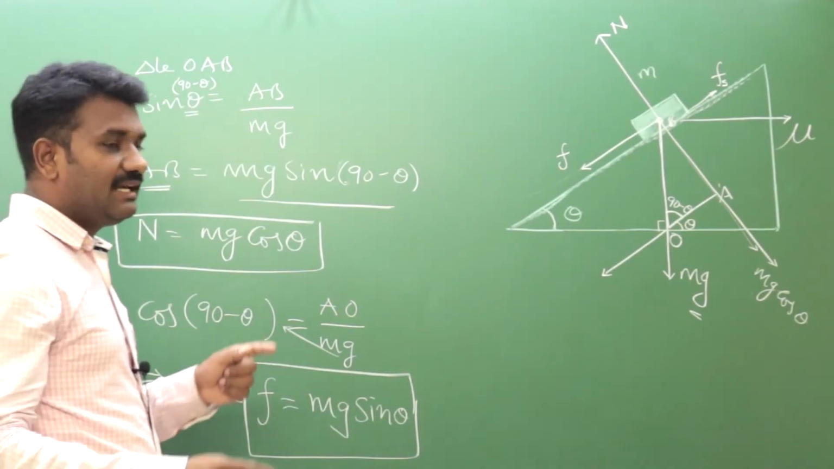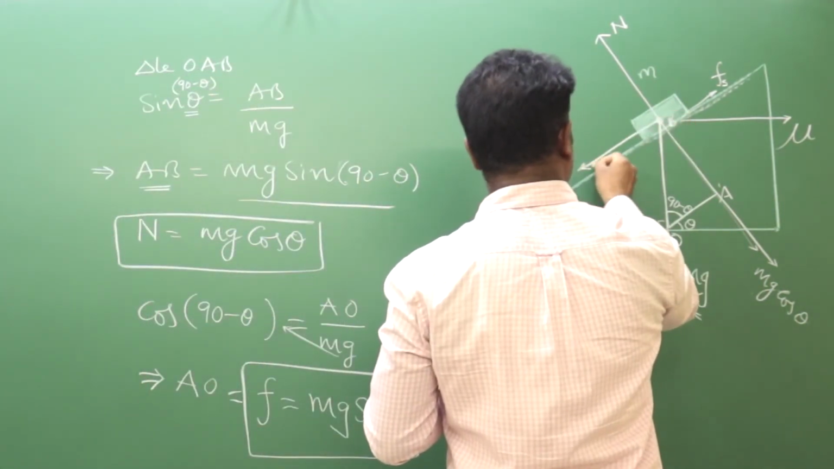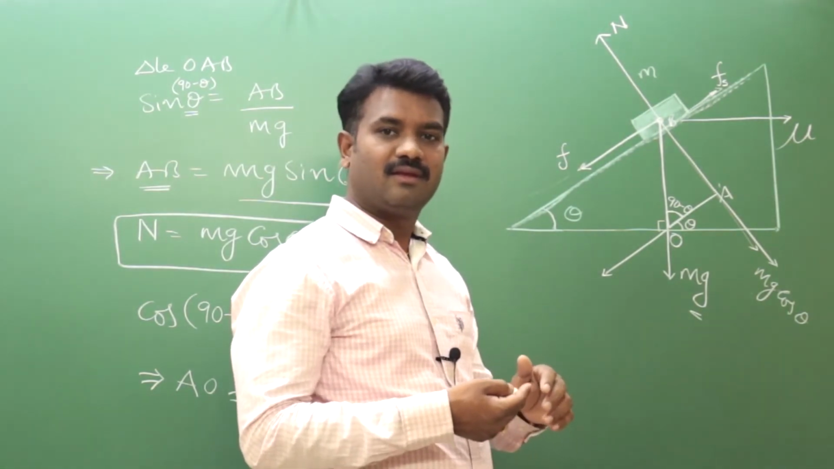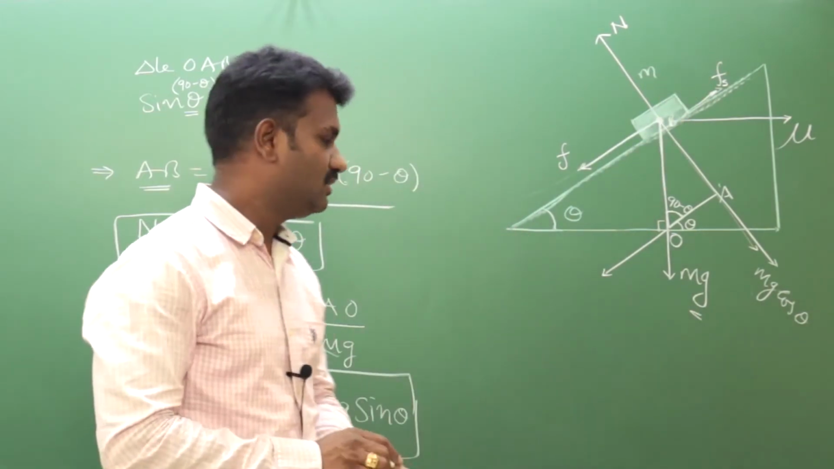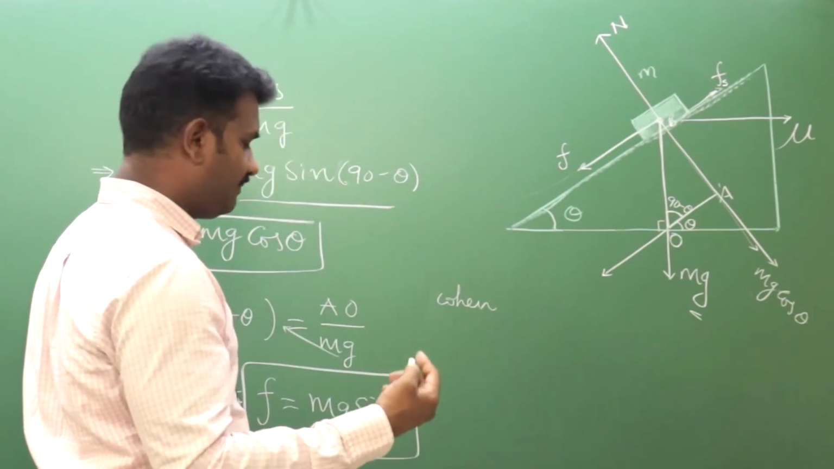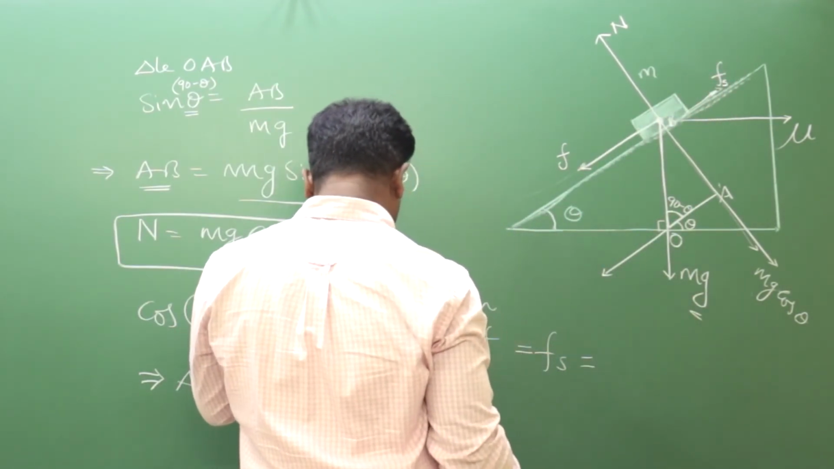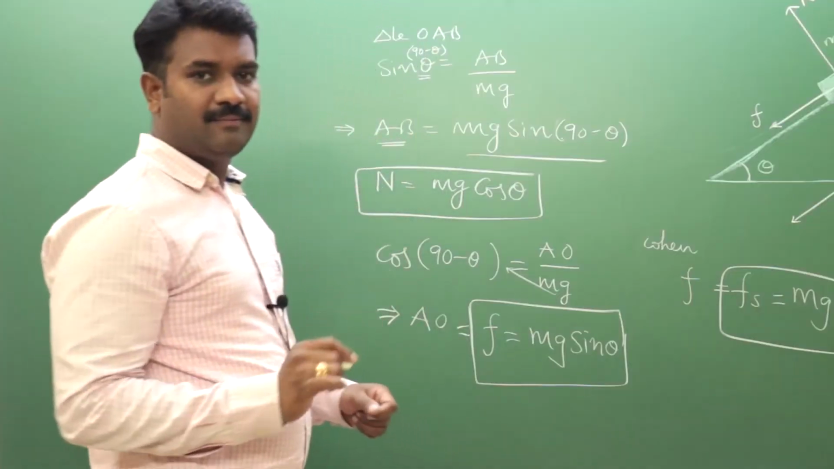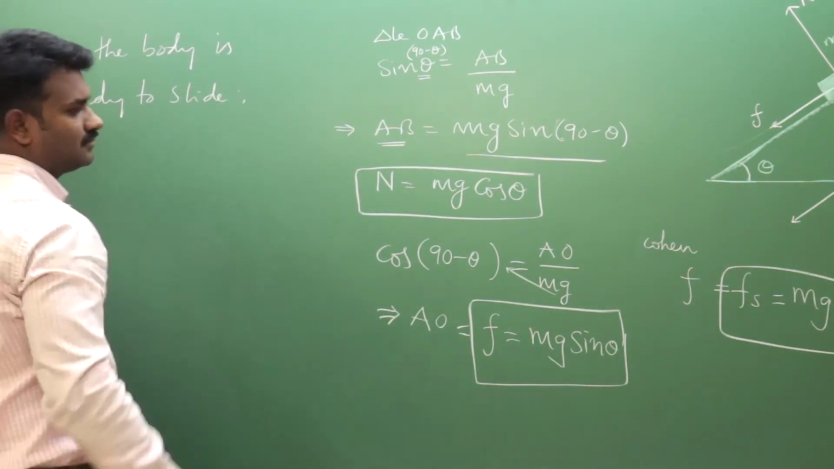Now what happens if the body is at rest, or if the body is ready to slide? Then the downward force is balanced by friction. That's why the body is at rest. Otherwise, if this F is greater than Fs, it slides. So when the body is at rest, or when the body is ready to slide, the downward force is equal to friction. F is equal to Fs, which is equal to mg sin theta. Clear? Now when the body is ready to slide, Fs is equal to mg sin theta.